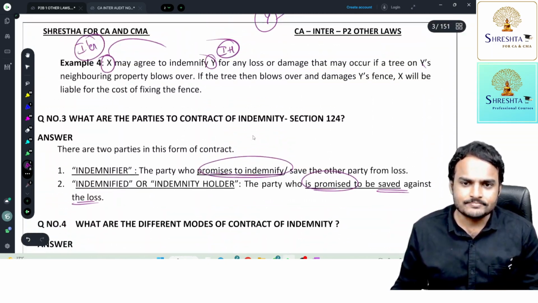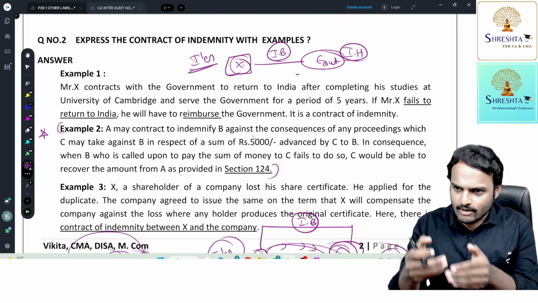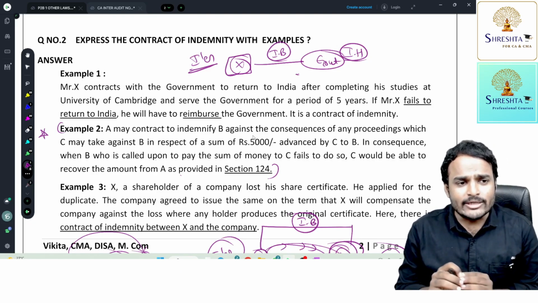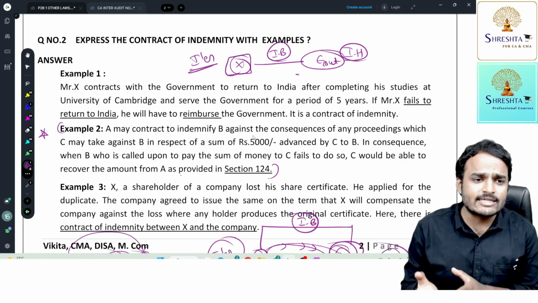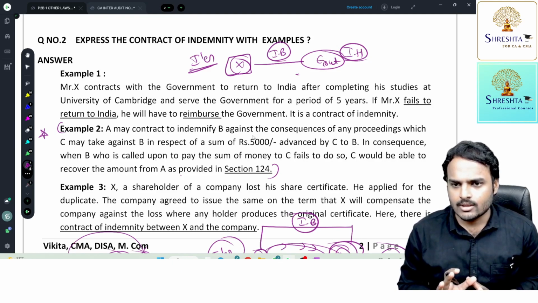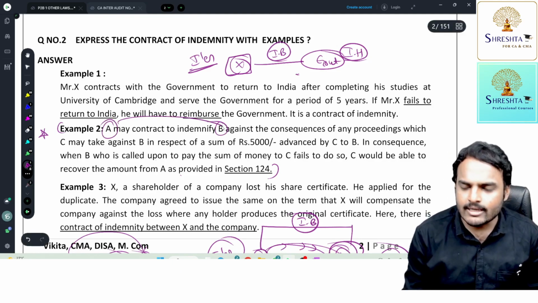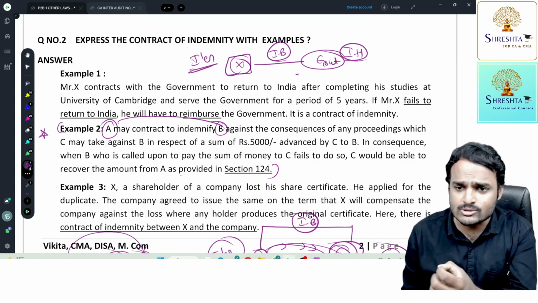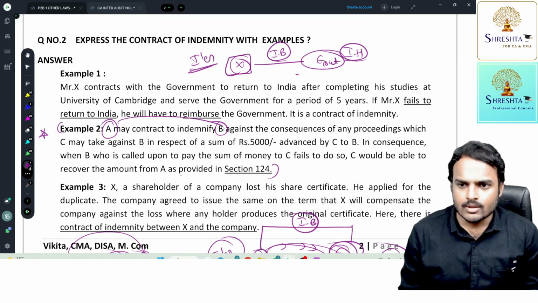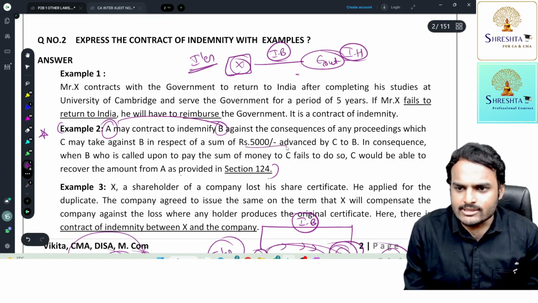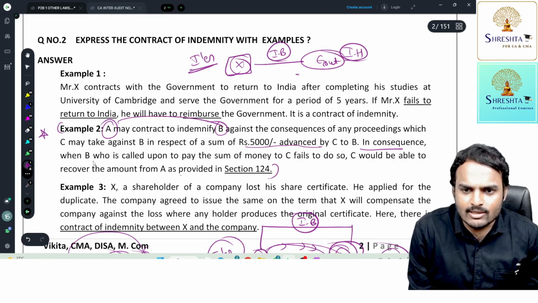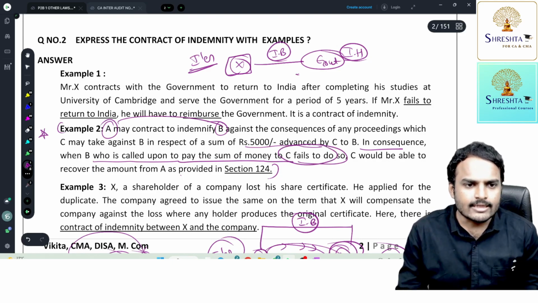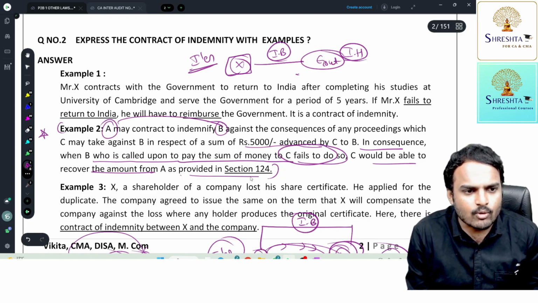Similarly, read that second example which I left. You'll get the clarity. Actually this example should be placed after that question, but for the time being we gave the example here itself. Now see, A may contract to indemnify B against the consequences of any proceedings which C may take against B. So here A promised B, don't worry, whatever action C takes against you, whatever loss you suffer, I'll compensate you. And in respect of a sum of 5,000 advanced by C to B, when B, who is called upon to pay the sum to C, fails to do so, then C would be able to recover the amount from A as provided in section 124.